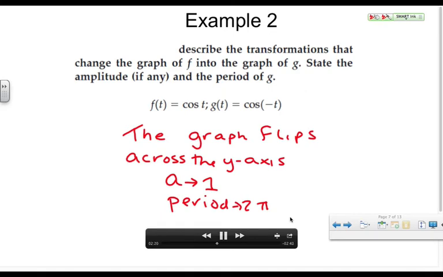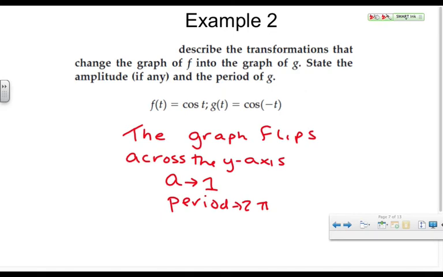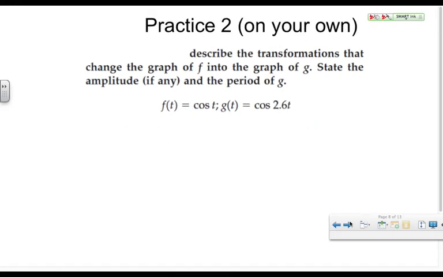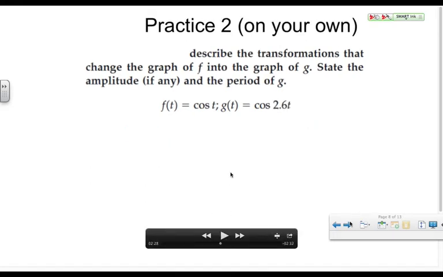Okay, practice 2. Try this one on your own. Give me the amplitude and the period and describe what has happened to the graph.